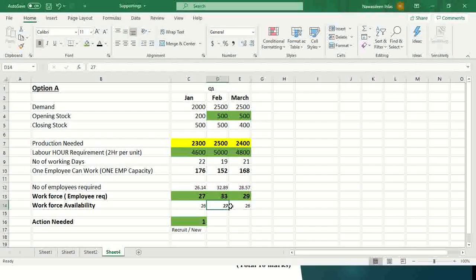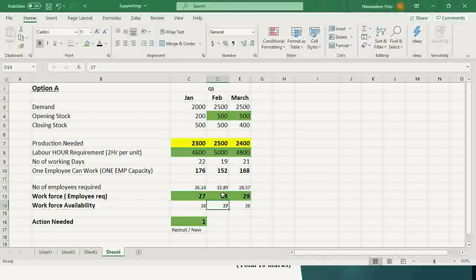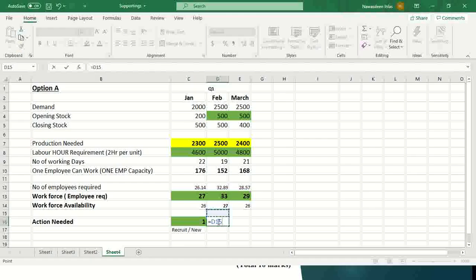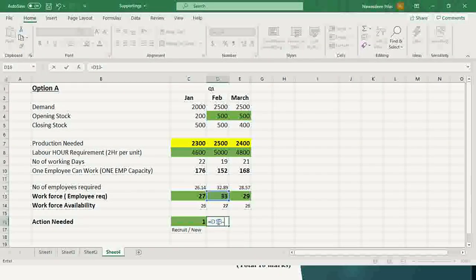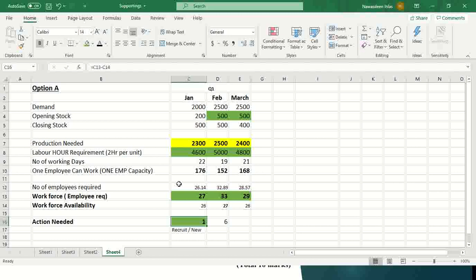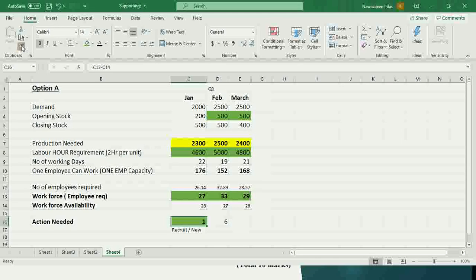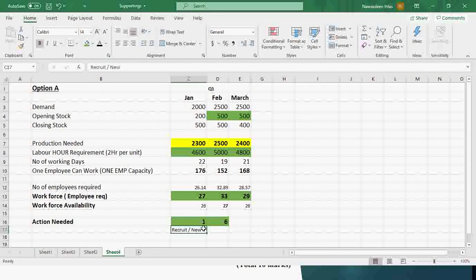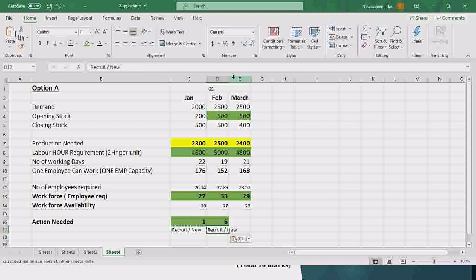So you can see in February our workforce availability is 27, but we need how many employees? 33. To meet this demand we need 33 employees, which means we want to recruit another 6 more employees. So another 6 recruitments will come for February.